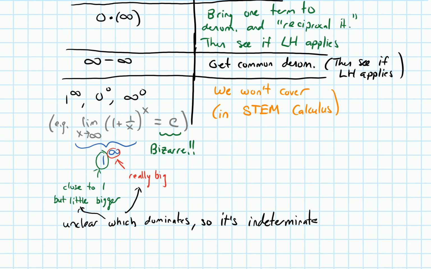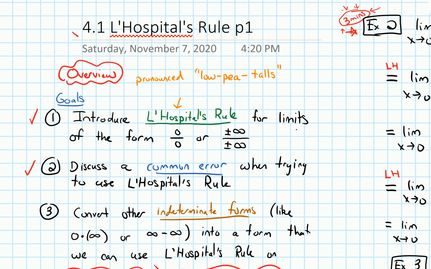And there's a similar justification for every single indeterminate form, including these other ones that I've listed here, 0 to the 0, and infinity to the 0 in this row. Alrighty, in terms of our goals for the section now, we've talked about our final learning goal, which is how do we convert other indeterminate forms, like 0 times infinity, or infinity minus infinity, into a form that we can actually use L'Hopital's rule on.